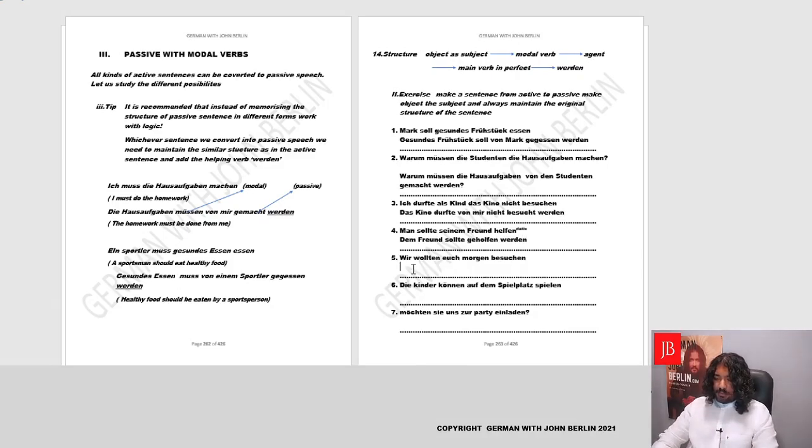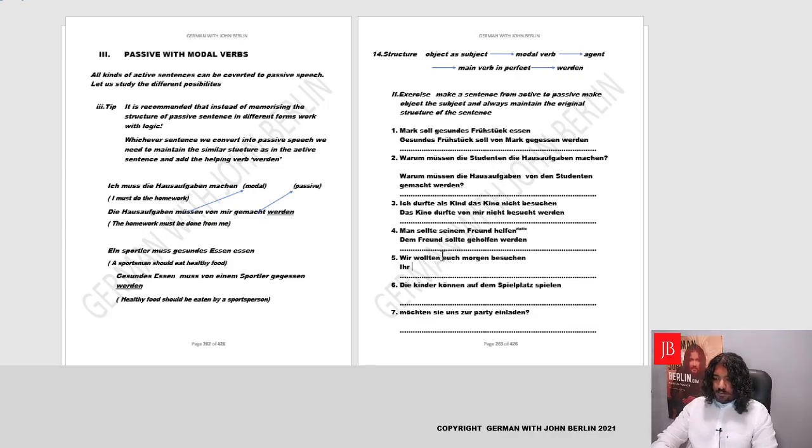Wir wollten euch morgen besuchen. We wanted to visit you all tomorrow. So we'll maintain the structure, change the voice. Euch is basically the object, which means you all. Let's begin with euch, and we'll turn euch into the subject. It'll become nominative. So what is the nominative of euch? It's ihr. So we'll write ihr.